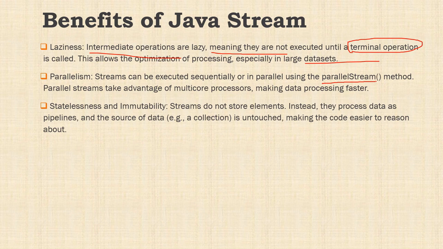Okay, so statelessness and immutability. Streams do not store elements, instead they process data as pipelines, as we discussed earlier. So it is not a data structure to store any object. We use it to process something, like mapping, like filtering, like sorting.